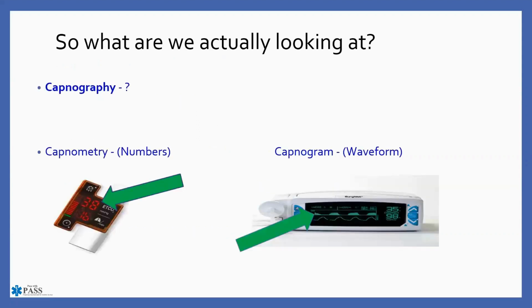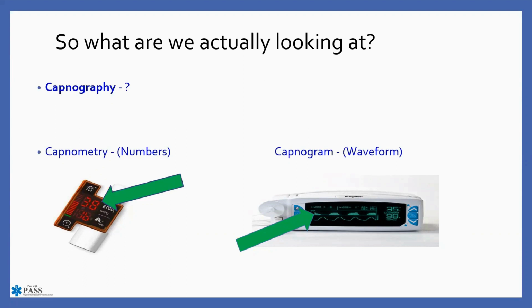So what are we actually looking at? We always say capnography, and we throw those things around pretty loosely, but what is it? If we're looking at a device like the one diagrammed on the left with capnometry, that is simply looking at the numbers. And the one on the right is a capnogram, and that is actually the digital waveform printout, but maybe doesn't have numbers associated with it. That's just to give you an example of the waveform itself.